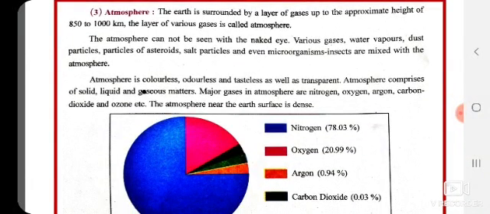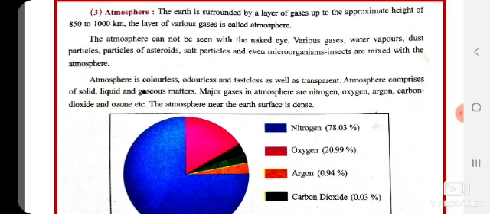We are living in a gaseous surrounding, that is, the earth is surrounded by a layer of gases up to the approximate height of 850 to 1000 kilometers. The layer of various gases is called atmosphere. We are surrounded by different types of gases, and they are formed in the form of atmosphere only.